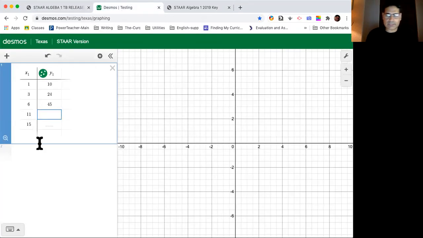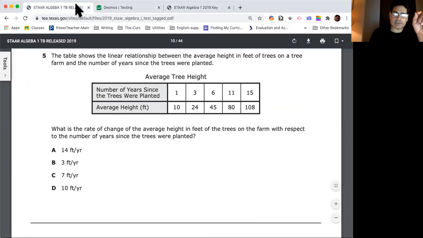Okay, 80 and 108. We want to double check these because, you know, we're talking about 5 values here, 5 values there, 2 different columns. So let's check it, right?